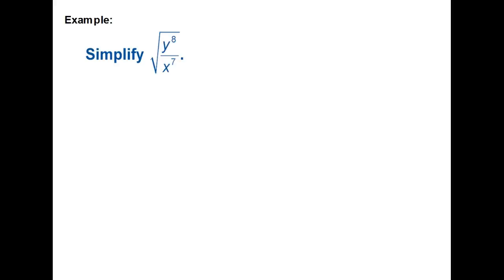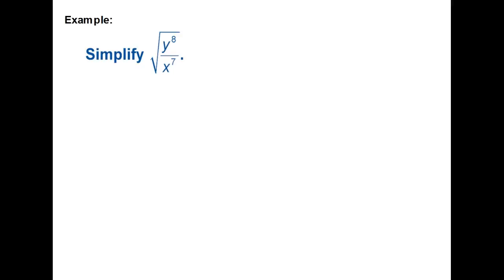Hopefully by now, after watching the nth root review video and the rationalize the denominator video, you are ready to play a little bit more with simplifying radicals. So, we have the square root of y to the 8th divided by x to the 7th.